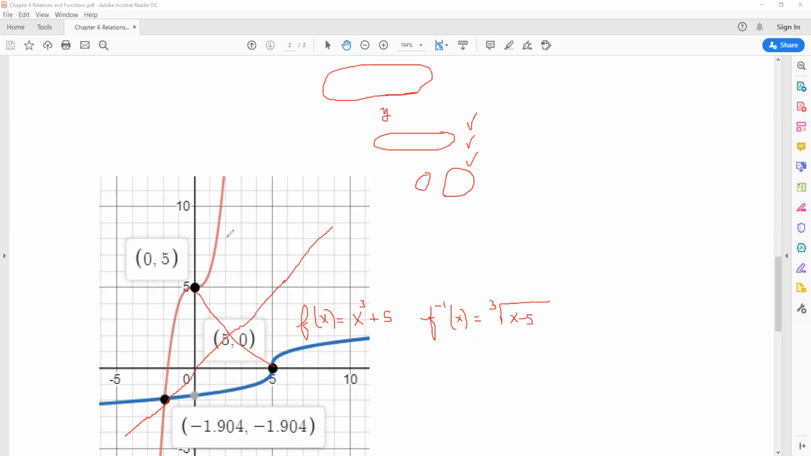In fact, any point that you find in f of x will have a mirror image point on the other side for f inverse of x. Again, anytime you graph a function and its inverse, they will always be reflections of one another through the line y is equal to x.